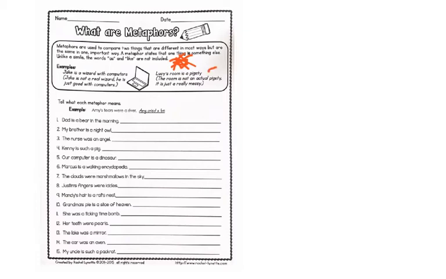All right, second example. Lucy's room is a pigsty. The room is not an actual pigsty. It's just really messy. And I don't know, my mom used to say that to me a lot when I was a kid. All right, let's look at the example.